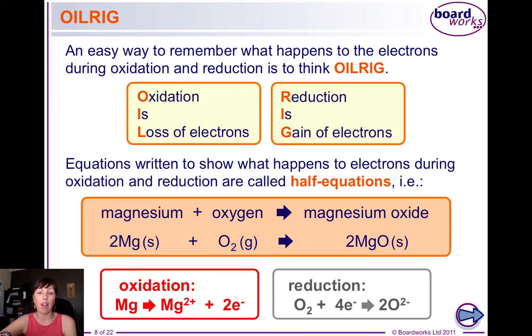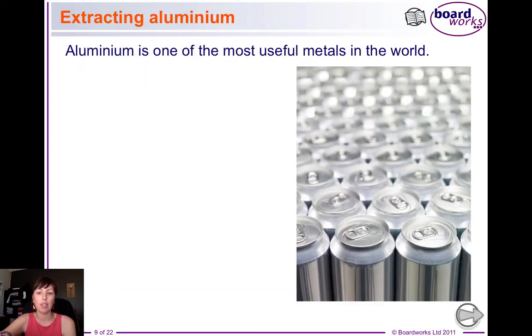And then in reduction, you see that it's O2 plus 4e yields 2O2 negative. Okay, and that's because magnesium is being oxidized. It's losing those electrons. And here reduction is gaining those electrons, so O2 plus 4e now has those electrons.